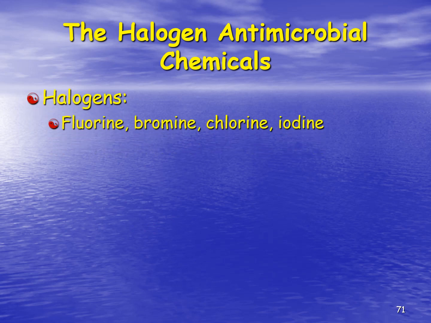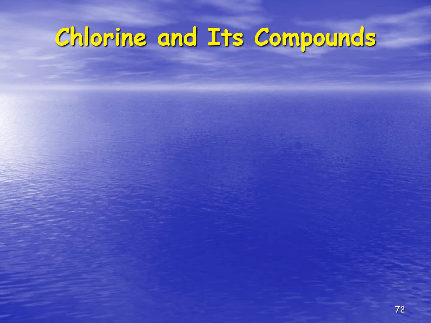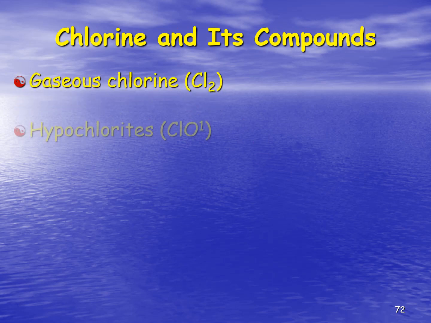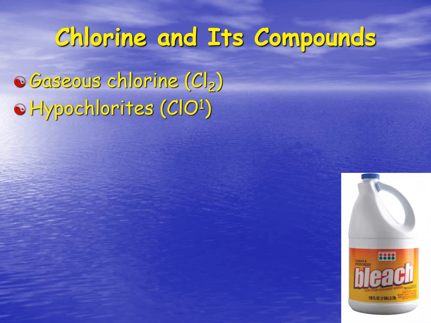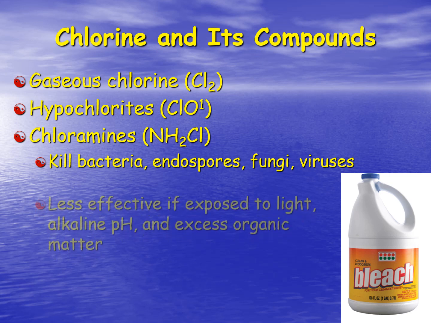The halogens. This includes fluorine, bromine, chlorine, and iodine. These are all microbicidal and endosporicidal. These are active ingredients in almost a third of all antimicrobial chemicals available. Gaseous chlorine, chlorine gas, Cl2. Hypochlorites, such as our bleach solution. The chloramines. All of these will kill bacteria, endospores, fungi, and virus. And this is one of the reasons that we use our 10% bleach solution in the laboratory.